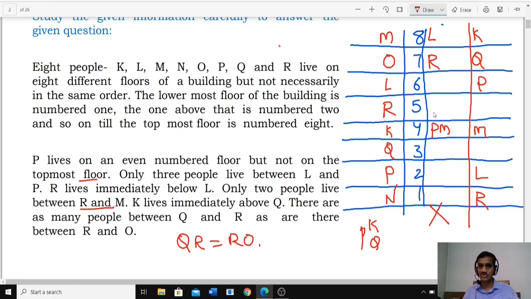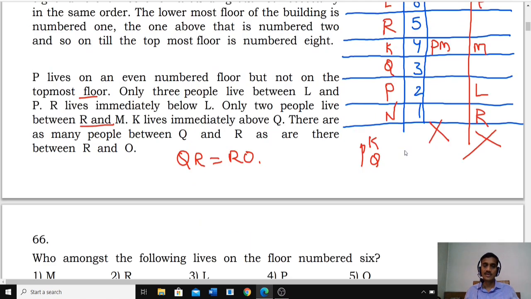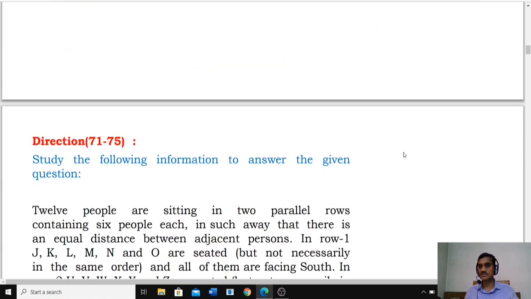Then coming back to the other case: the number of people between Q and R is 5 members, and between R and O there are also 5 members. Then Q and O must be in the same place, which is not possible. This is also ruled out. Finally we are left with only the first case, where P is on the 2nd floor. Now these 5 questions 66 to 70 are based on that arrangement.